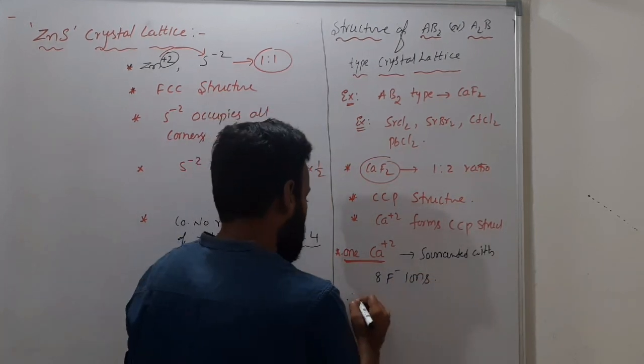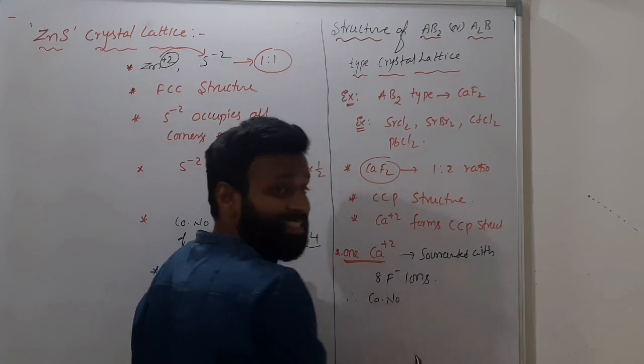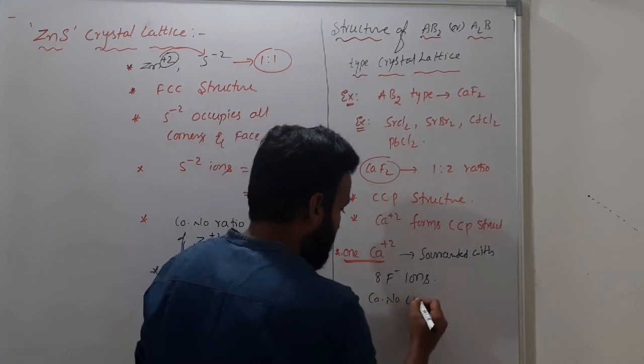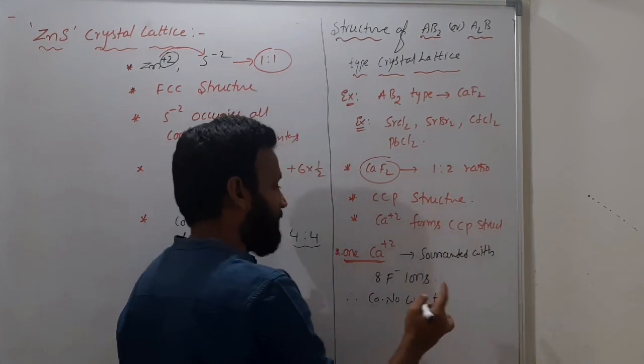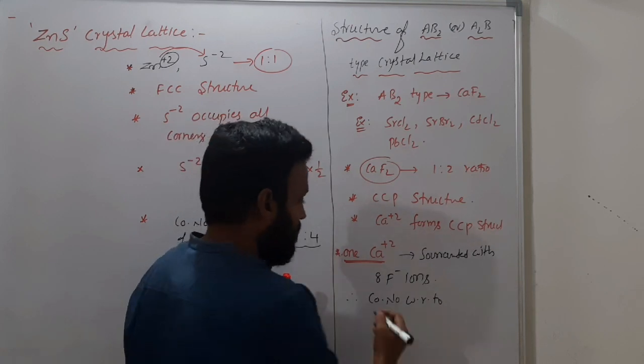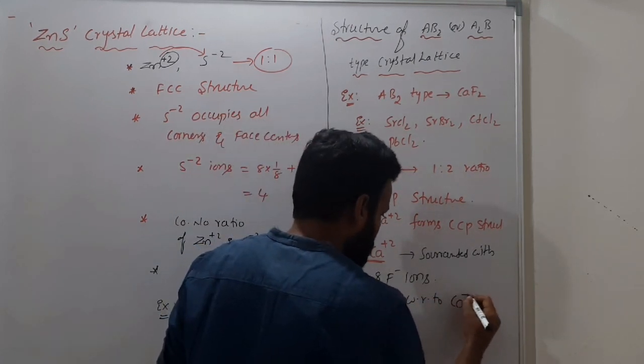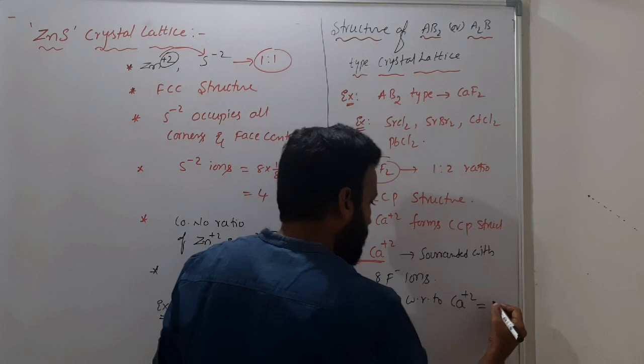Means what is the coordination that exists like that? Coordination number with respect to, means around 1 calcium 2 plus there are 8 F minus ions. So coordination number with respect to Ca2 plus is how much? Means 8.